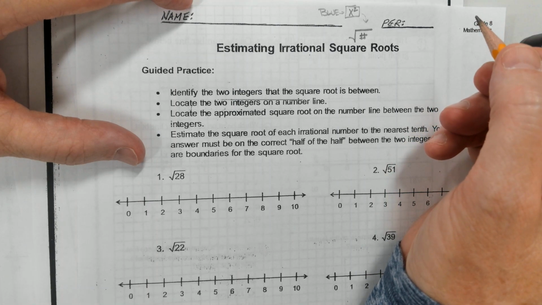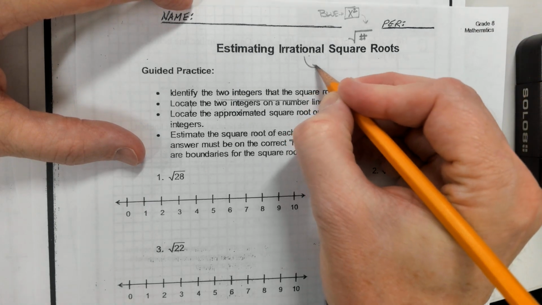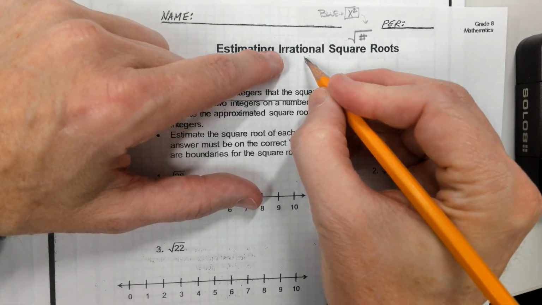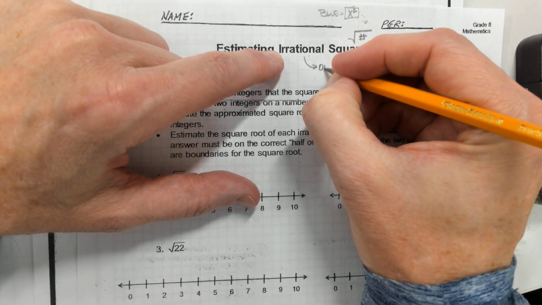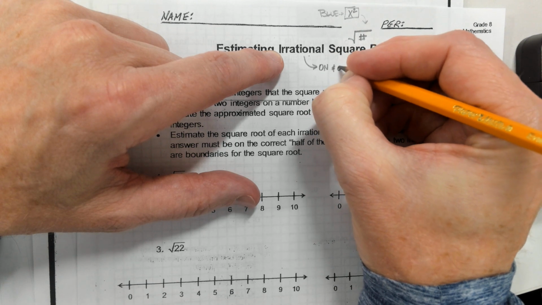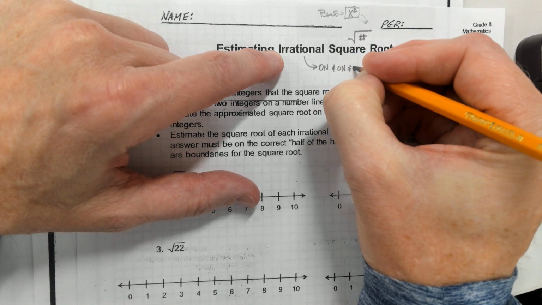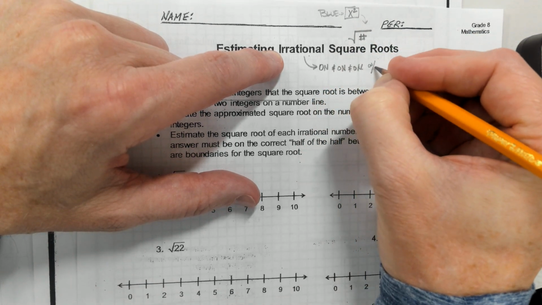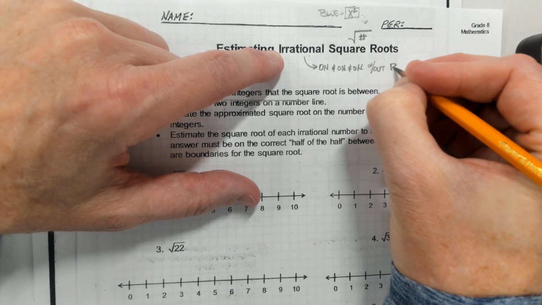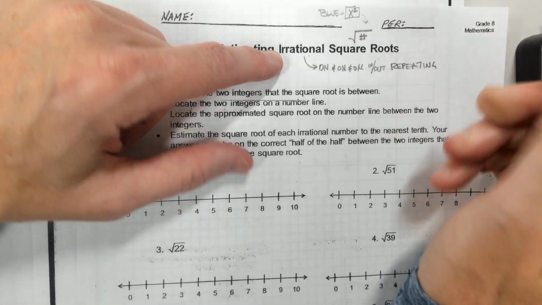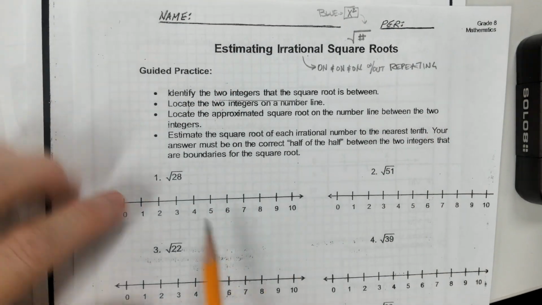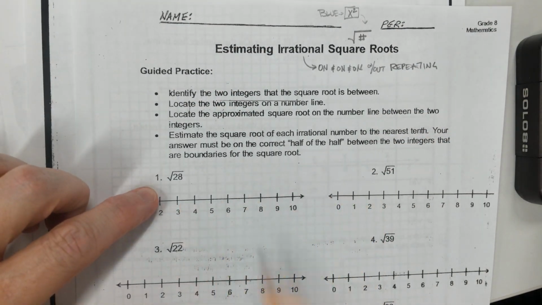The second thing I want you to recognize is that we've been talking about this word irrational, which is simply a number that goes on and on and on without repeating. Alright, here's some examples of numbers that are irrational. You're going to see that in just a second.